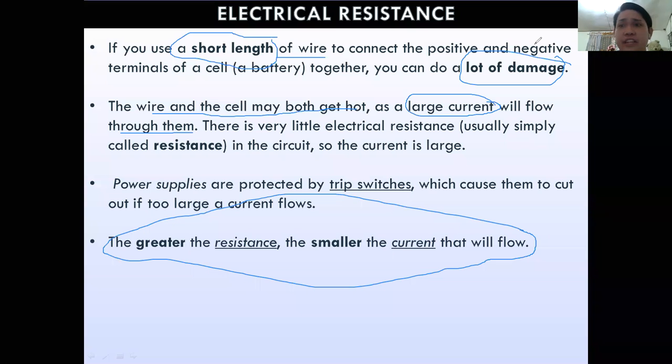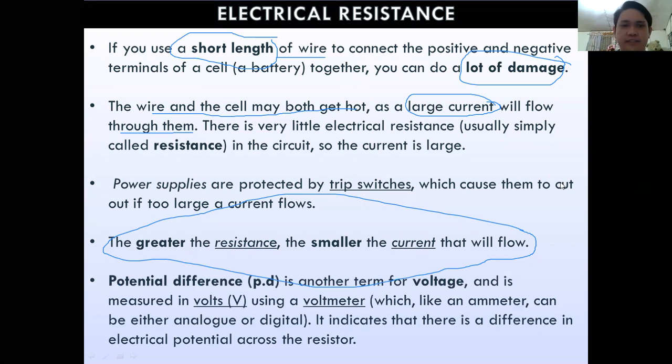So the greater the resistance, the smaller the current that will flow. I want you to remember that one. I will highlight that, so do not forget it. And another thing also, a potential difference or PD. When we say PD, that means potential difference.